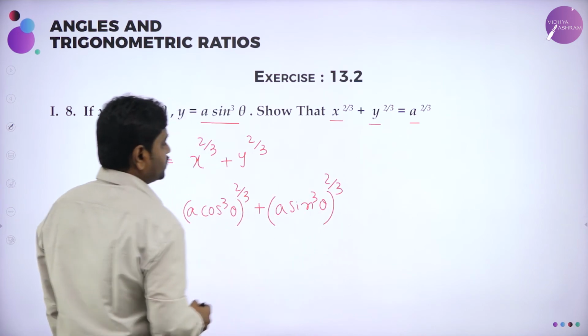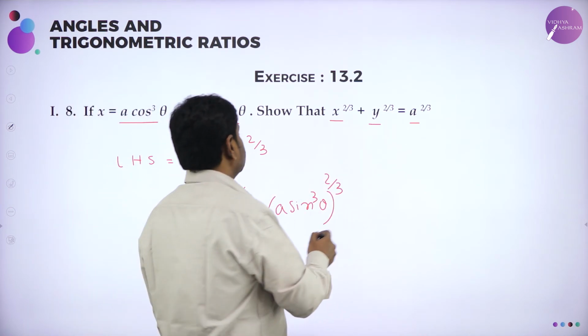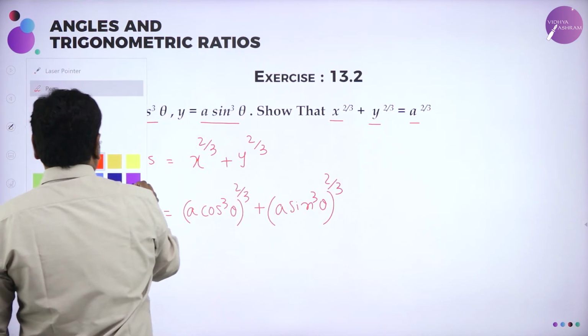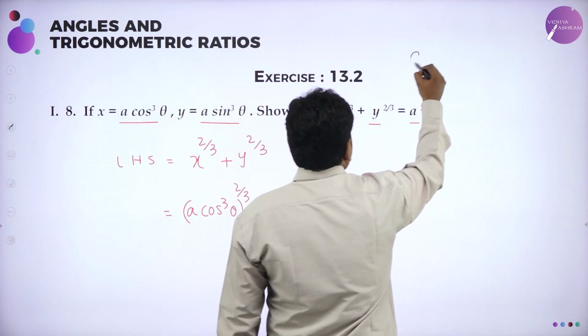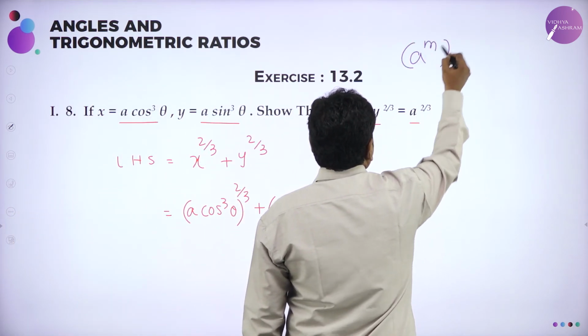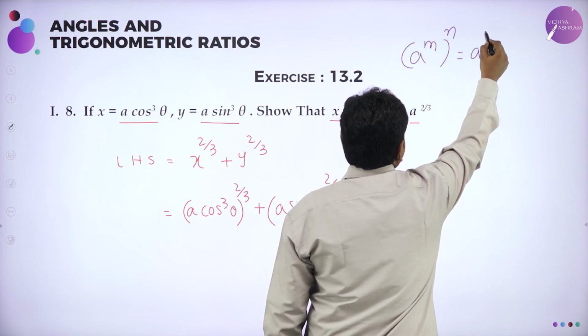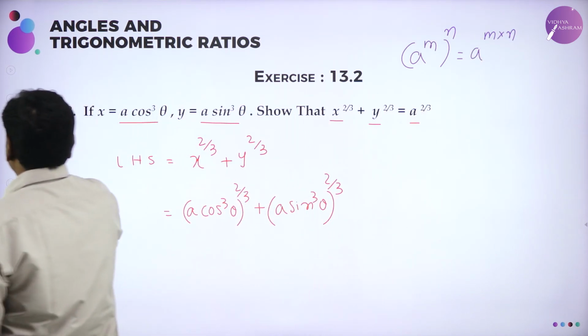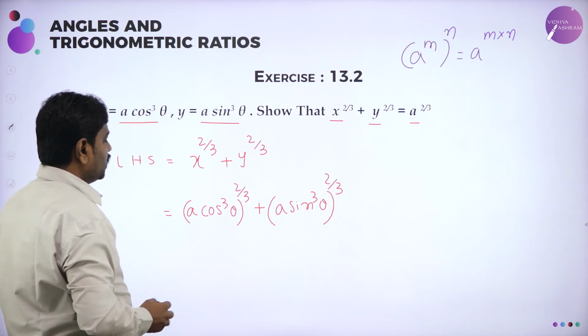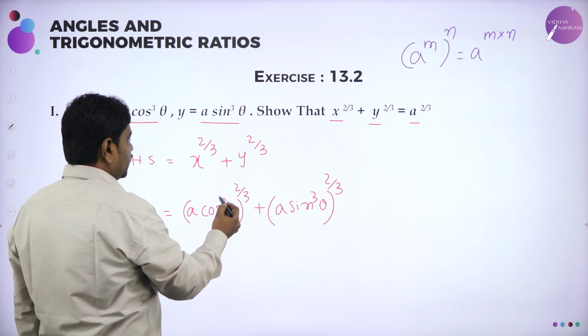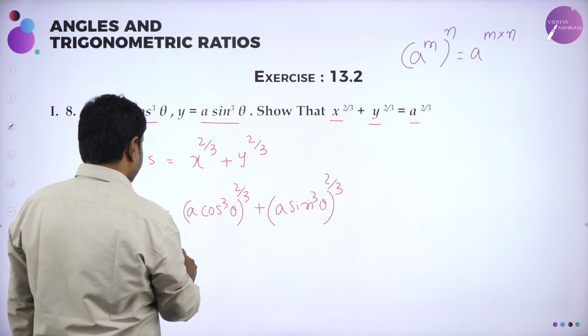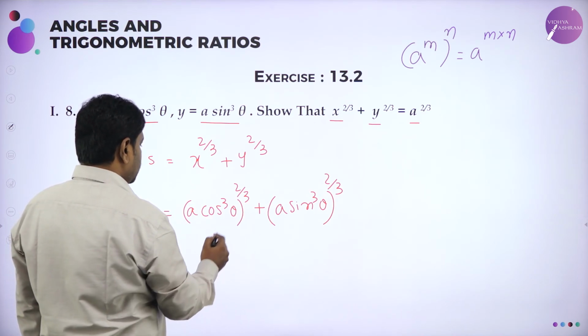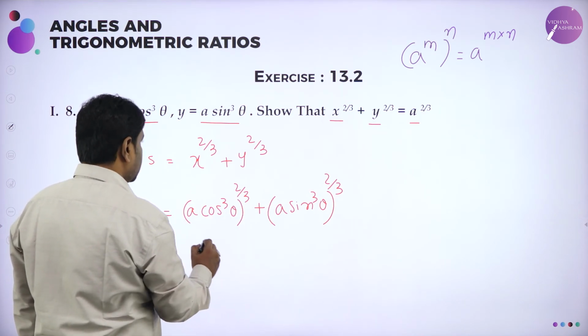Now use law of indices. All of you know law of indices. So we have learned a power m whole power n. What is a power m whole power n? A power m whole power n can be written as a power m into n. That's why the theory of indices chapter is most important. Now what I'll do, I'll take 3 out. So now in these two, see, I'll take 2 by 3 inside.